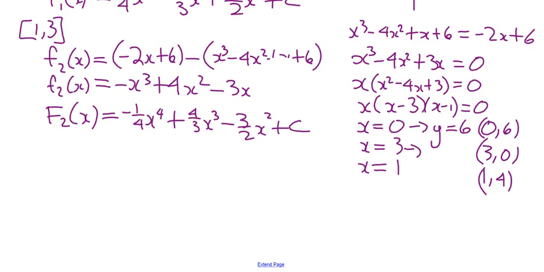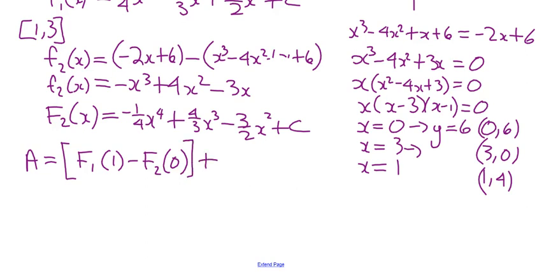All right, so what's our area? So the area is equal to little f1 of 1 minus capital F1 of 0. So the area from 0 to 1 is F1 of 1 minus F1 of 0, plus the area from 1 to 3, which is f2, so F2 of 3 minus F2 of 1.